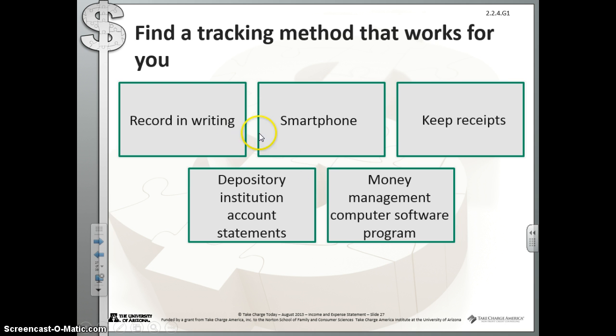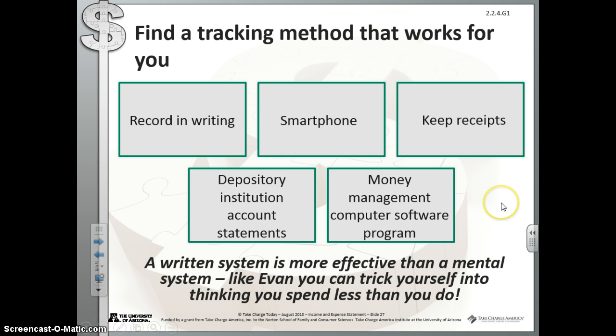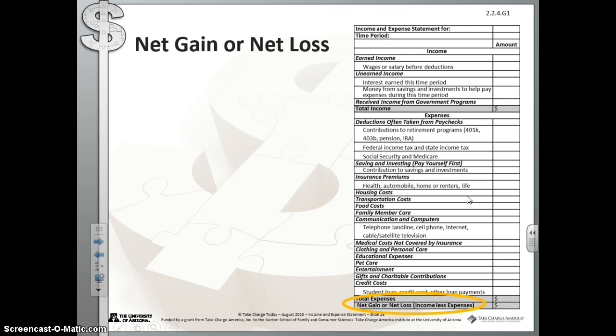Most of you are going to do the top three because you're younger. And even for myself, I use a lot of this method with the account statements because I don't want to keep up with all this, so I just go back and look based off of my account. A written system is more effective than a mental system. It is very much like what we talked about with our SMART goals. If we write down our SMART goals, then we are more likely to keep them, especially if we keep going back and visiting them. Now, if we don't go back and look at them, we have no idea if we're on the right track.